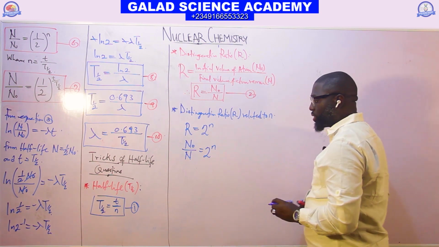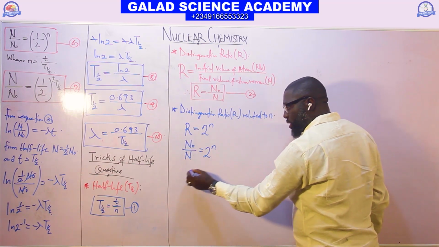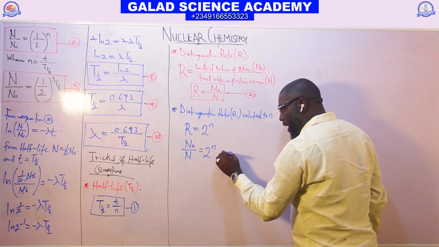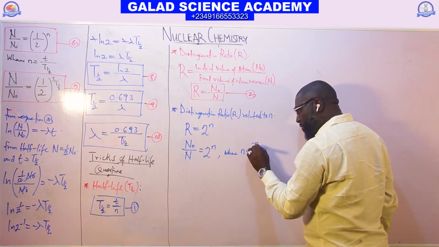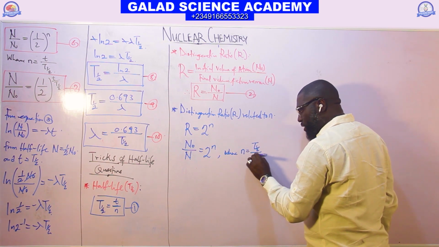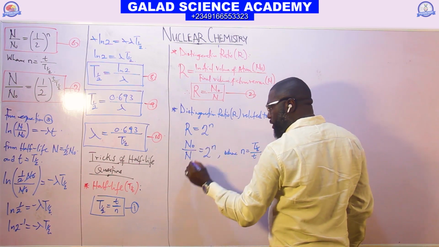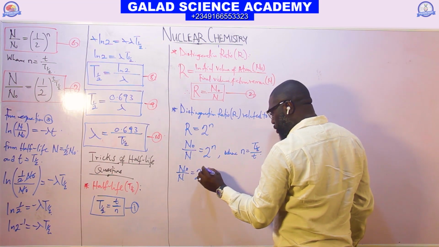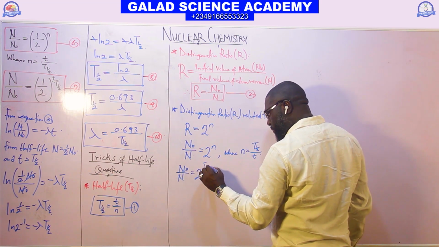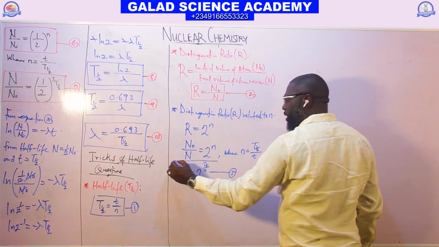And don't forget that this N here is the same thing as where N is half-life over T. You can also put it there. So N equals 2 into half-life over T. Call this one equation 3 for me.